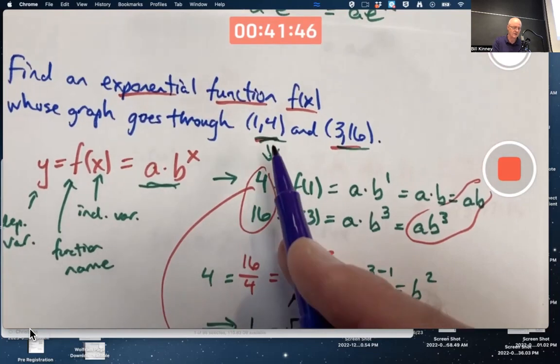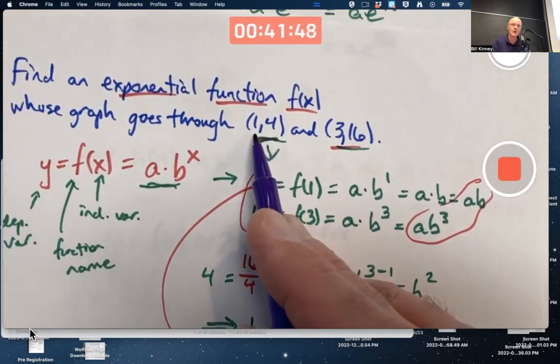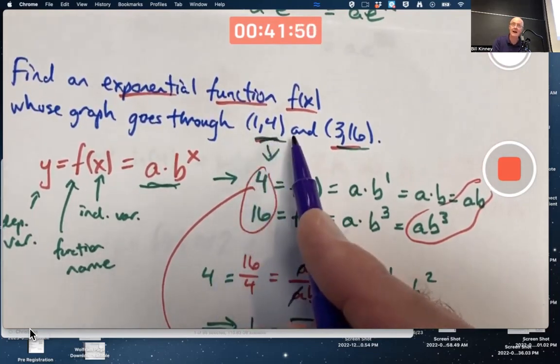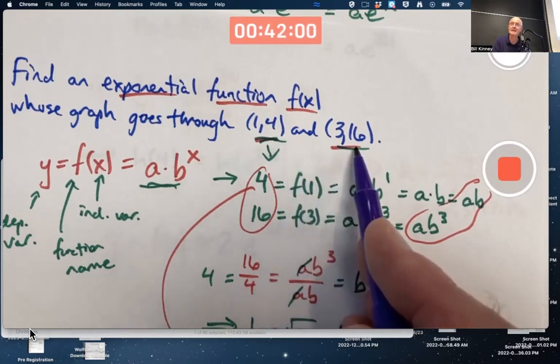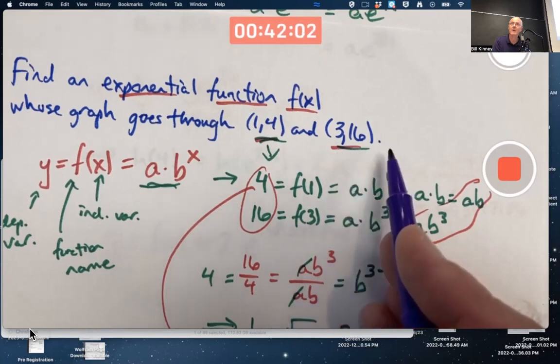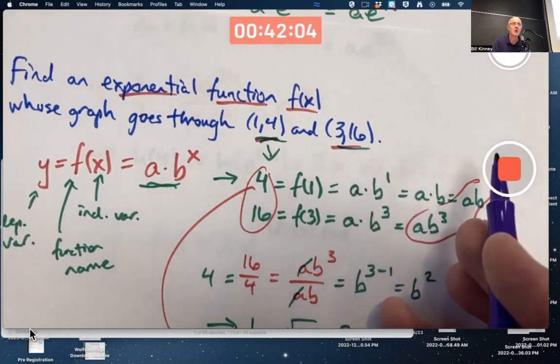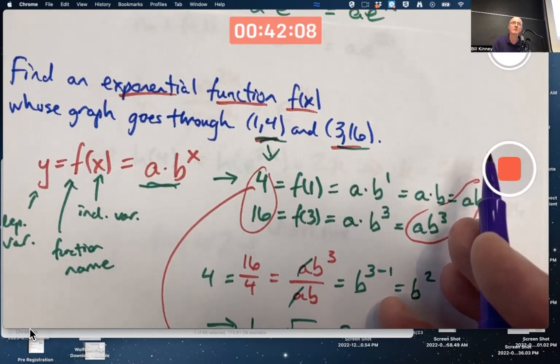So yeah, as x goes from 1 to 2, the output changes from 4 to 8. I didn't write a 2 comma 8 here, but 2 comma 8 is on the graph. F of 2 does equal 8. When x goes from 2 to 3, the output doubles from 8 to 16. When x goes from 3 to 4, the output doubles from 16 to 32. Doubling growth, that's the same as 100% growth for every unit that the independent variable increases by.